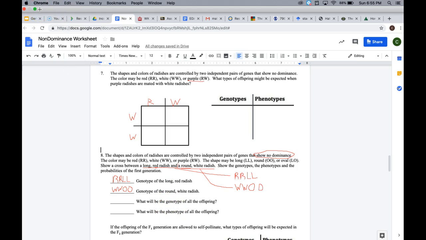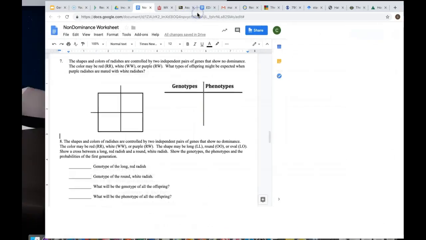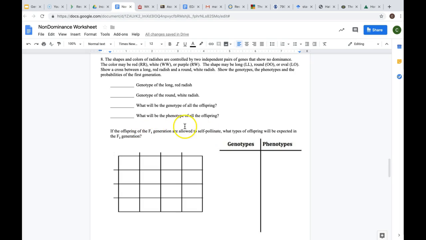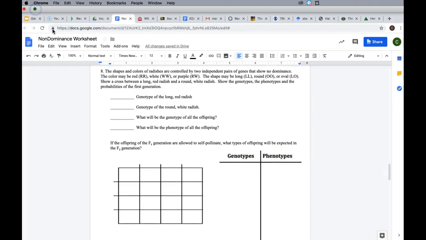Okay. Now let's see what this next question says. Let me get out of this real quick. Scroll down. So you'll have to do the F1 generation. Okay. So I'm assuming all of the F1 generation. Well, let's look here. Make sure I'm telling you right. So I told you earlier that we did a RL with a WO.